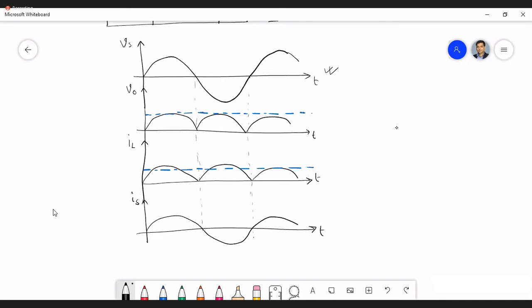Okay, so let us take, after installing this filter, our current becomes 5 ampere DC, a constant 5 ampere current.